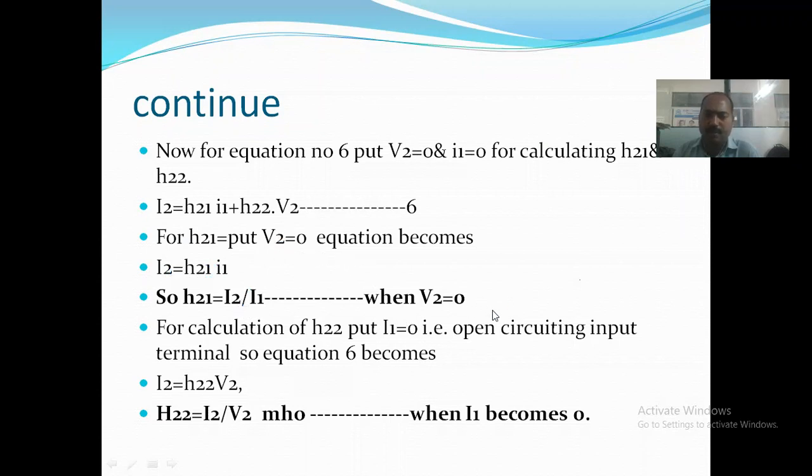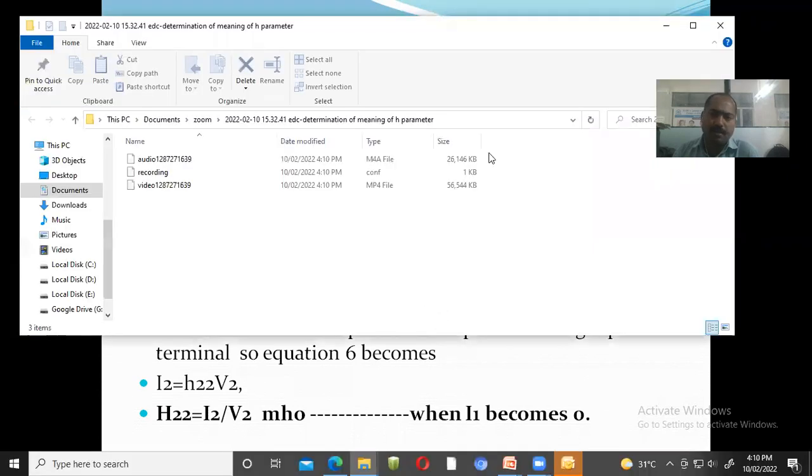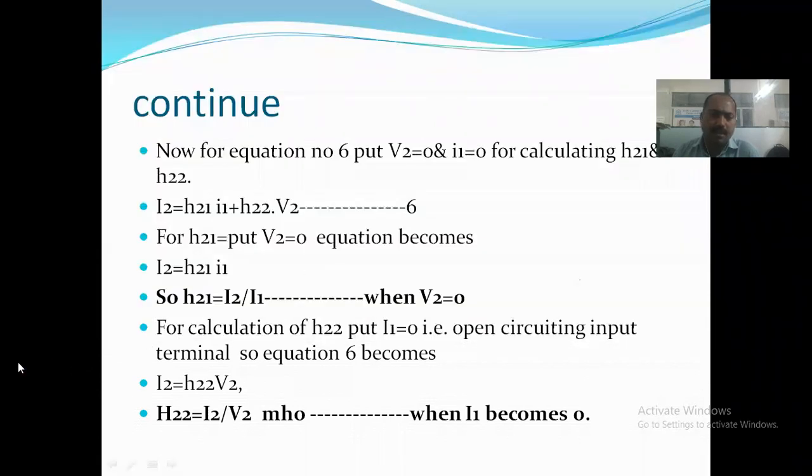When V2 equals 0, this will happen; in that equation, V2 is 0. Now, to find out H22, we have to make I1 equal to 0. For equation number 6, I1 being 0 indicates that this whole term should be 0. So I2 equals H22 V2.